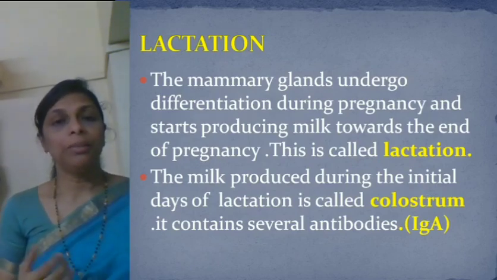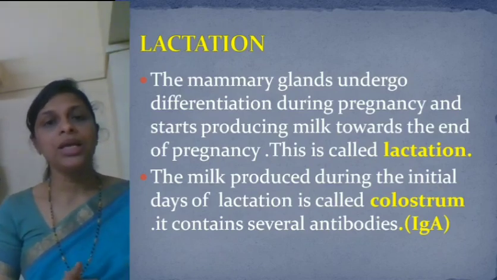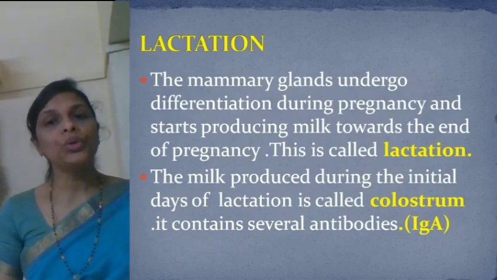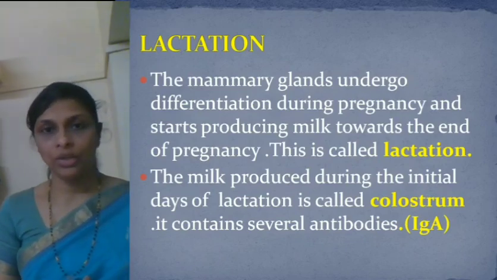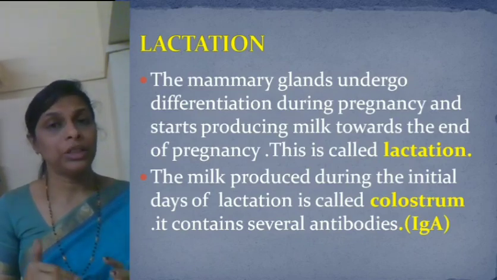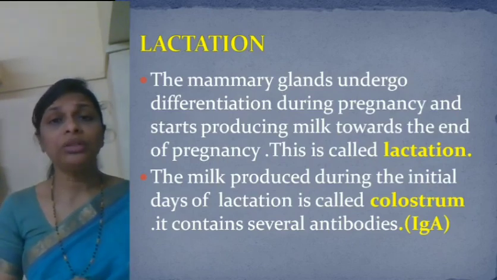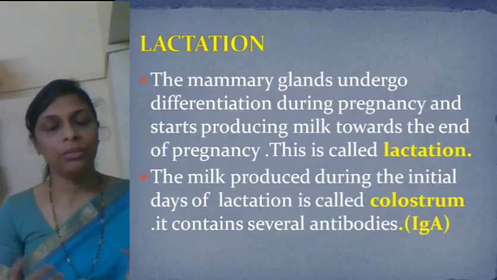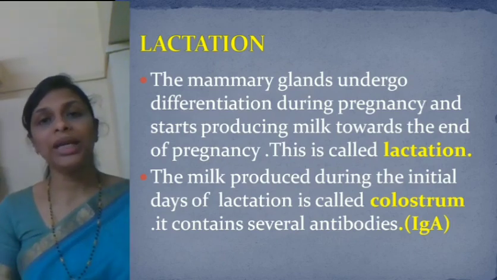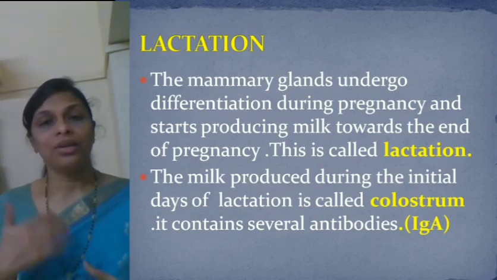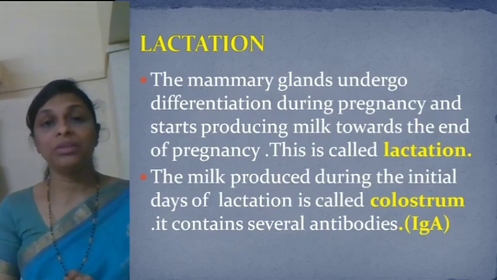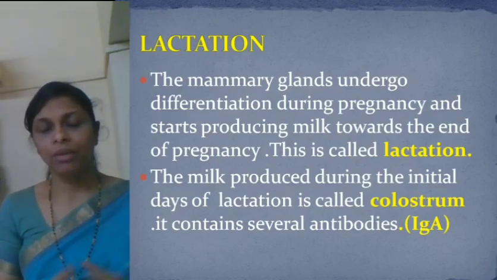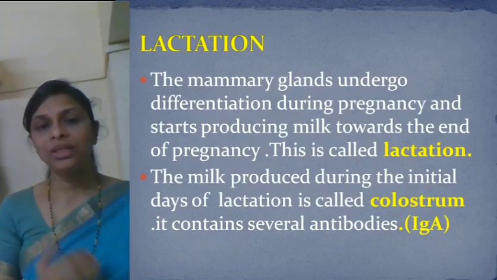So what is lactation? The mammary glands undergo differentiation during pregnancy and start producing milk towards the end of pregnancy. This is called lactation. And the milk produced during the initial stages of lactation is called colostrum. It is rich in antibodies, especially IgA antibodies, and that is one of the reasons why it is always advised to feed the baby right from the beginning. As soon as the baby is born, the baby should get the first milk, the colostrum, so that the baby can overcome disease causing organisms. It can develop immunity, because the baby's body cannot produce antibodies at that time, so the baby receives ready-made antibodies from the mother.